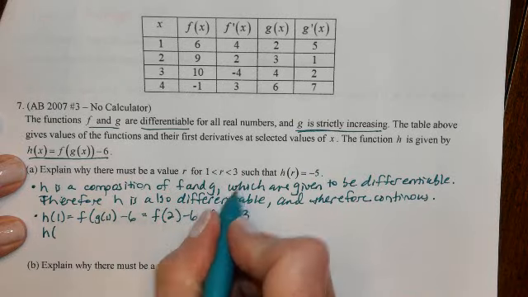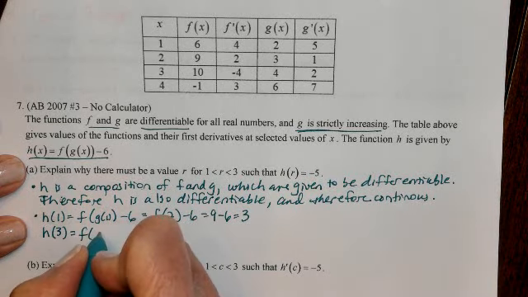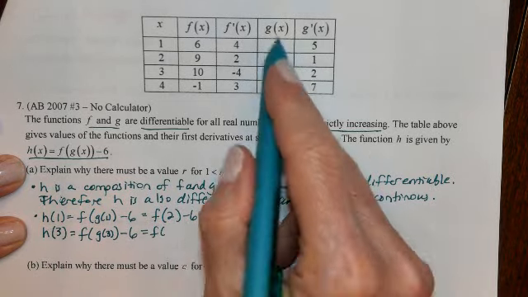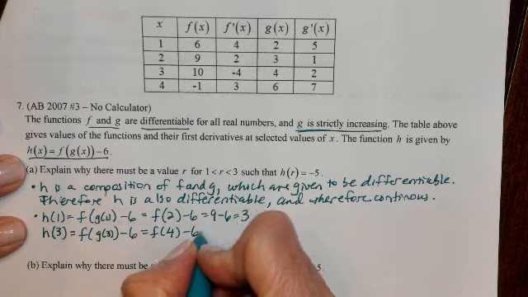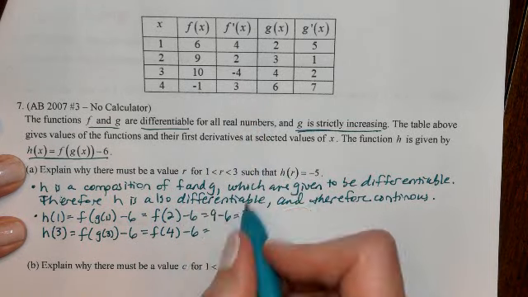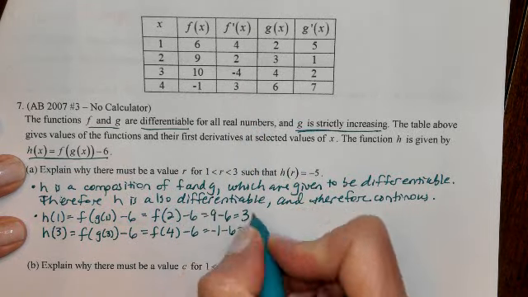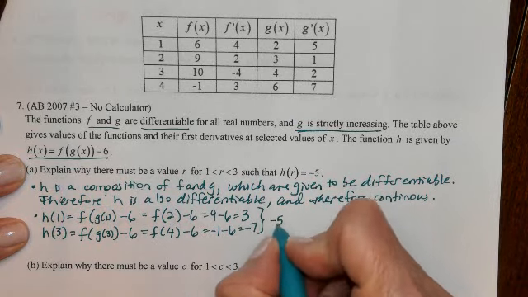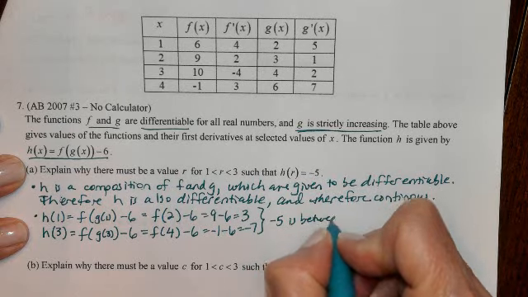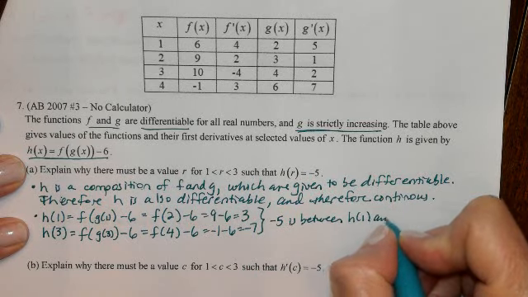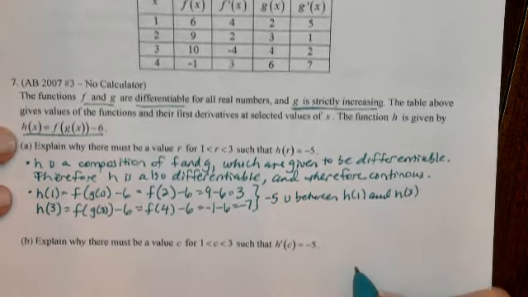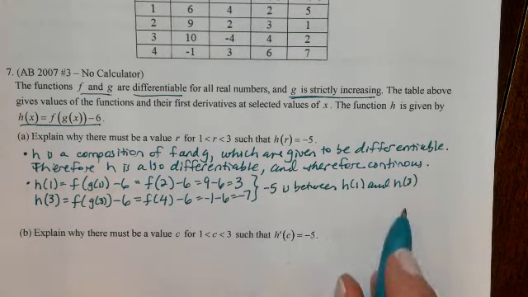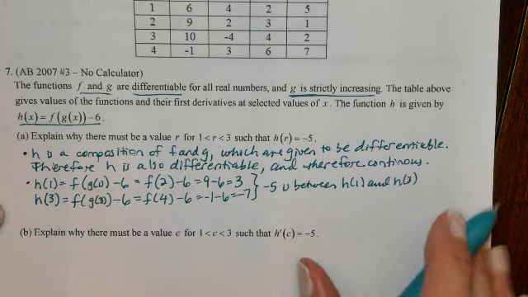Now we're going to find h of 3. That's f of g of 3 minus 6. G of 3 is 4. F of 4 is -1. So h of 3 is -7. And -5 is between h of 1 and h of 3. You can write that as an inequality. You can say h of 3 is less than -5, which is less than h of 1. You can say that as well. Or you could write it verbally like I just did.